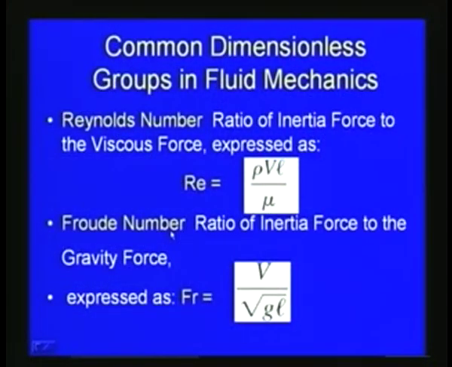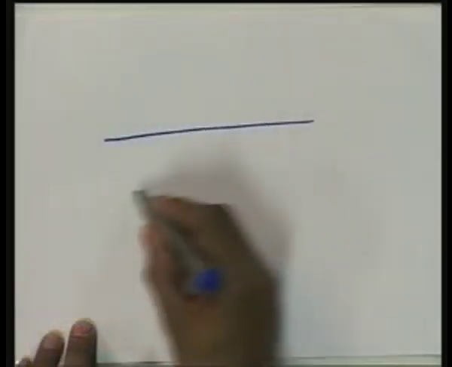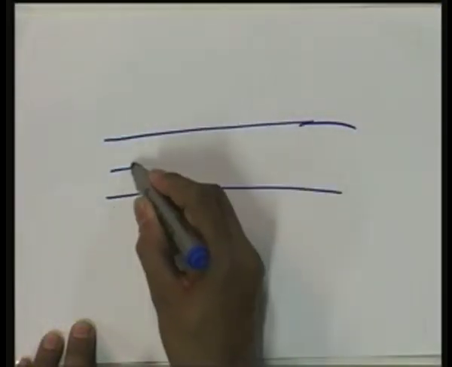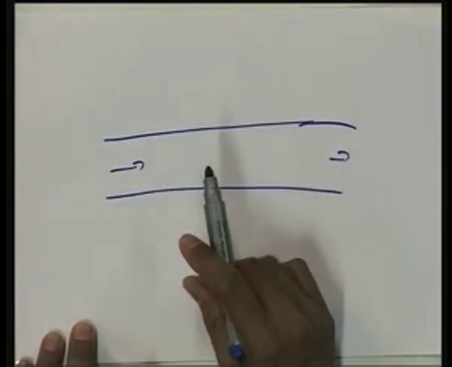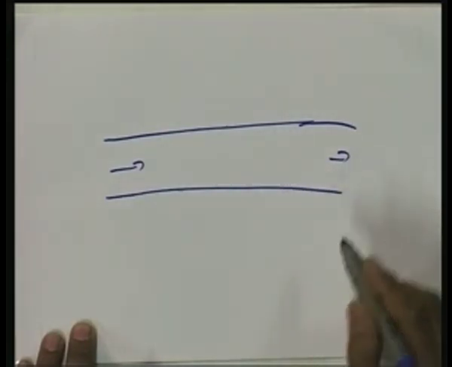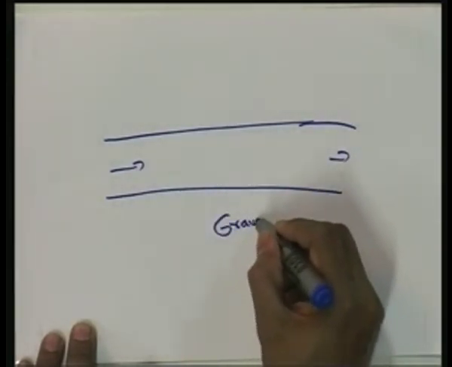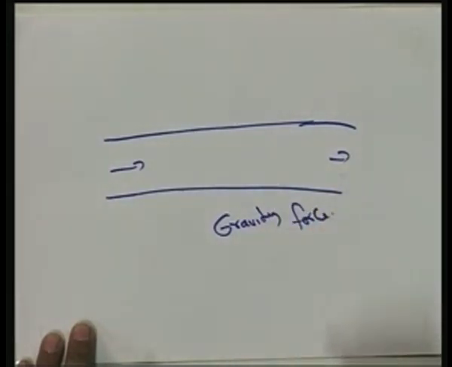Froude number is the ratio of inertia force to gravity force. Especially in the case of open channel flow, we can see that the fluid flow is governed by the gravity force. For example, if we consider a flow through a channel like this, here you can see that along with the inertial force, the other important aspect is the gravity force. So the Froude number is another important dimensionless group, especially used in open channel flow.